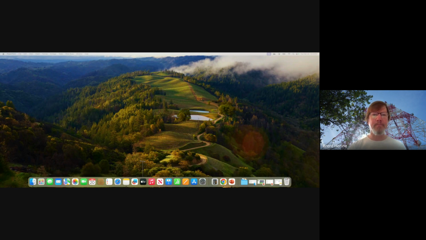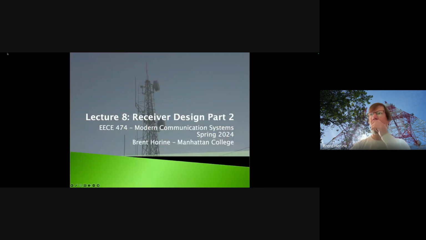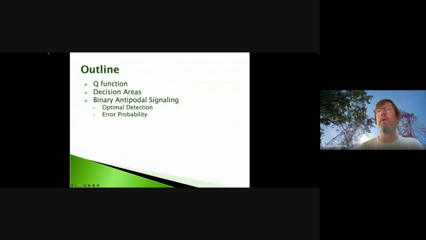Let's pick this up. Now, what do we do with that, right? It probably still seems pretty abstract to you. What does all that mean, this MAP, this maximum likelihood? Well, we're going to now introduce this Q function that has a relationship to the Gaussian function. We'll look at decision areas.